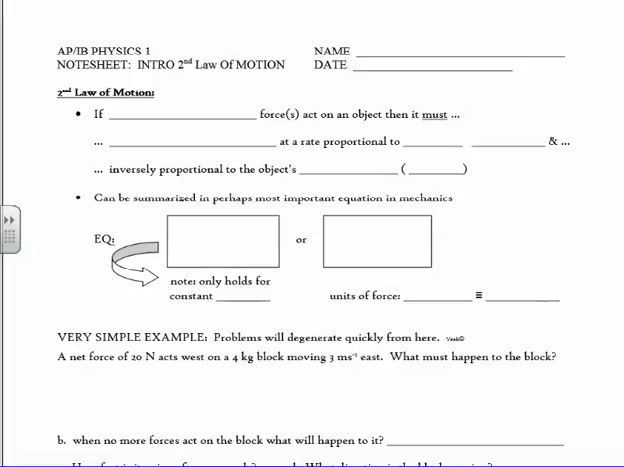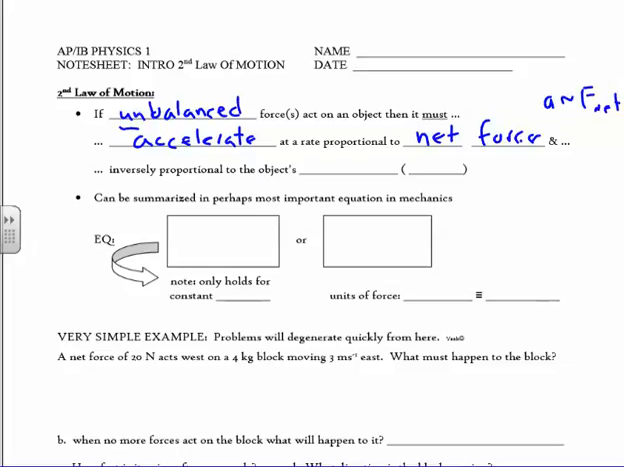So if unbalanced force or forces act on an object, then it must accelerate at a rate proportional to the net force. The unbalanced part is critical here. In other words, a is proportional to F net mathematically, and inversely proportional to the object's mass, or put another way, inertia.